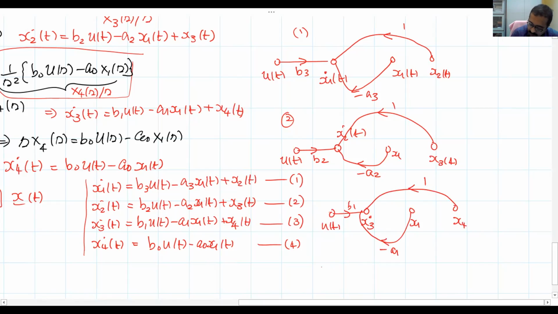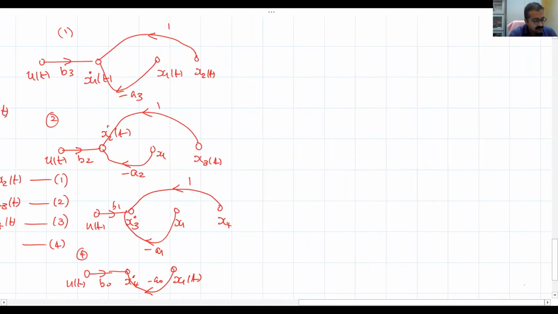And finally, we have u of t for the fourth equation. The gain is b naught. So this must be x4 dot. If there is an x1 signal, there has to be a negative feedback gain of minus a naught. Now what we have to do is logically connect all these things, all these points, and join all these branches.